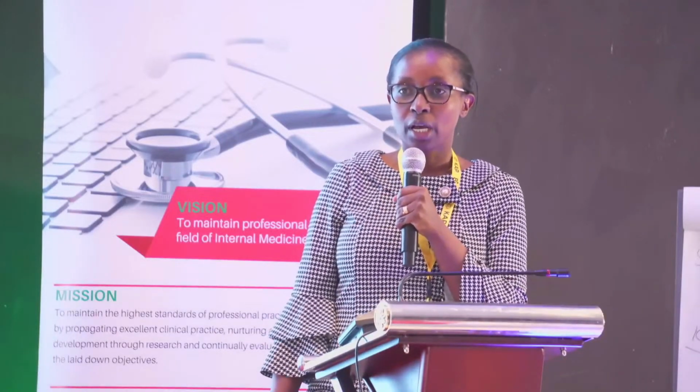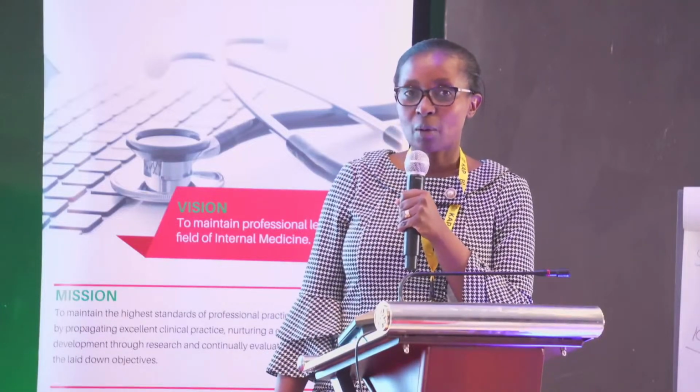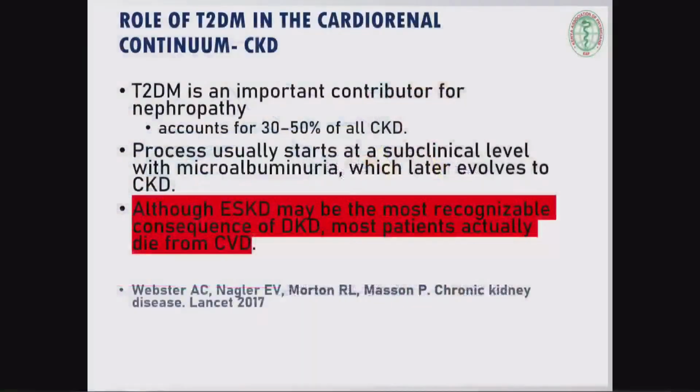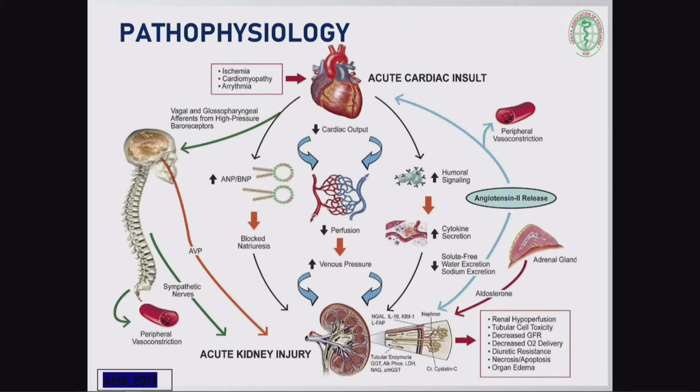Again, when we look at CKD, as Dr. Baga said, diabetes is the second leading cause of end-stage renal disease. About 30 to 50% of all patients with diabetes end up developing chronic kidney disease. It usually starts at a subclinical level, and there are some patients who might not develop microalbuminuria, but it's always important to look out for microalbuminuria by looking at the urine albumin-creatinine ratio. Although most of the patients will still develop end-stage kidney disease, what usually takes them out is cardiovascular disease. So we need to work hand in hand and have a multidisciplinary setup.